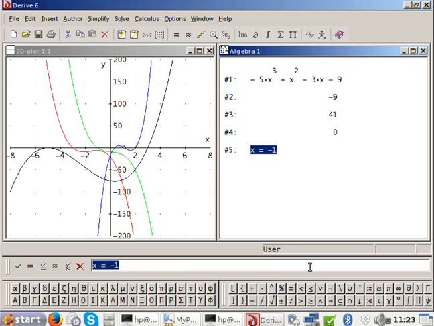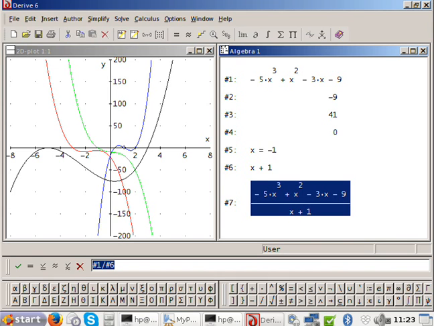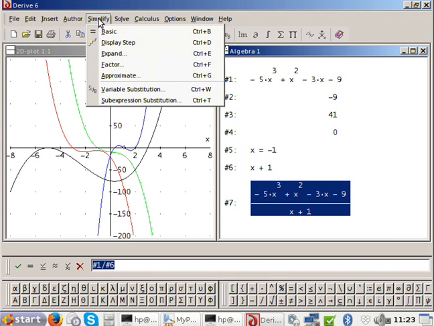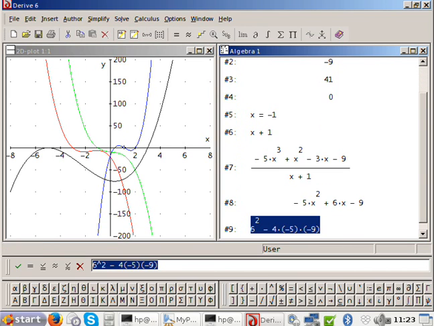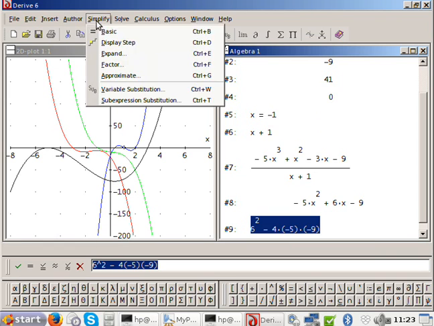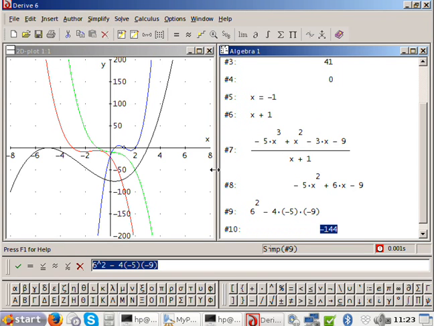Okay, so what's the factor? That's x plus 1. So if I do my long division, I get this quadratic. Now, if I look at this quadratic, b squared minus 4ac is negative, so it has no roots, no factors. So it only crosses once.